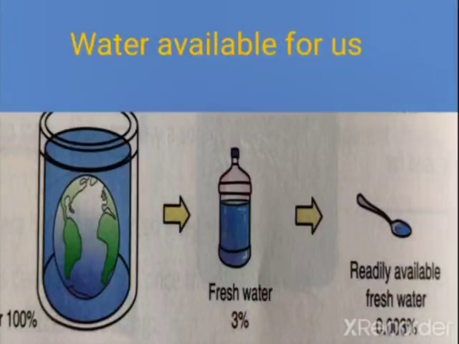See, how much water is available for us? Here 100% water is given. From 100%, only 3% is fresh water on the earth. And from this 3% of fresh water, readily available fresh water is only 0.003%. It means that a very tiny fraction of water is available.